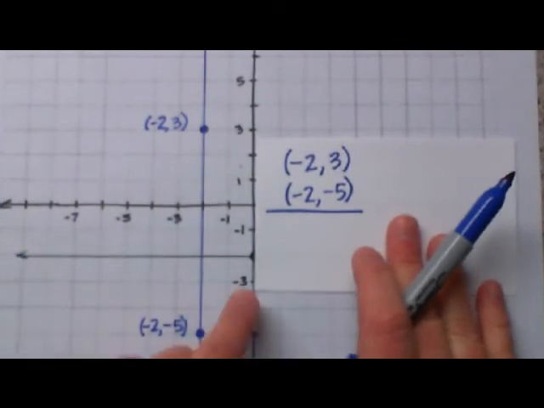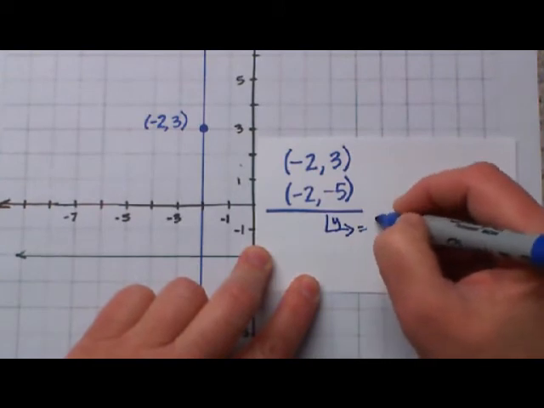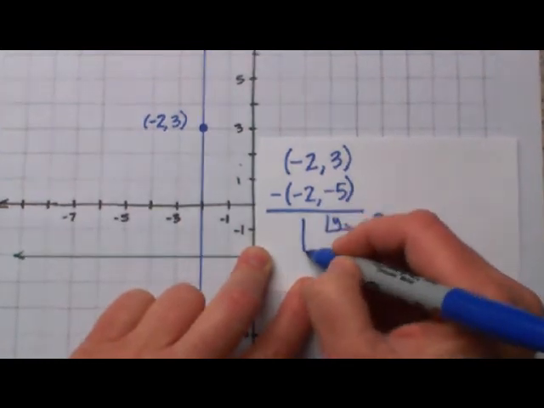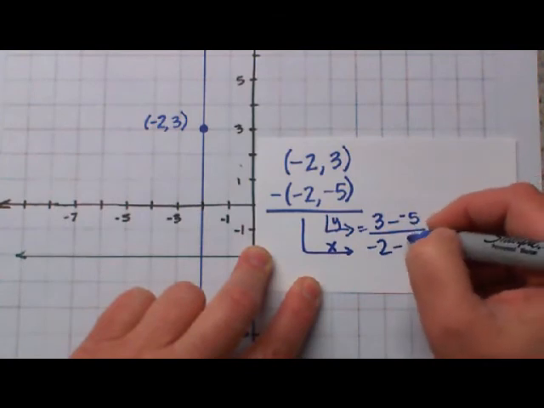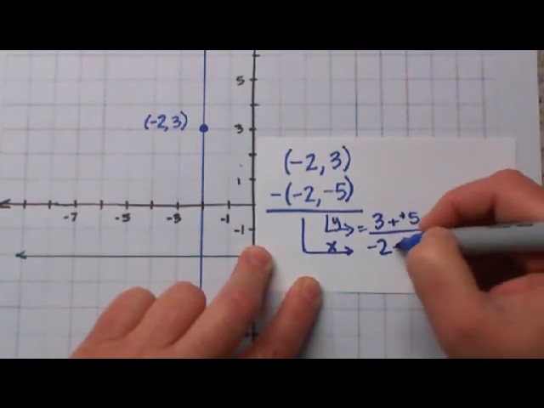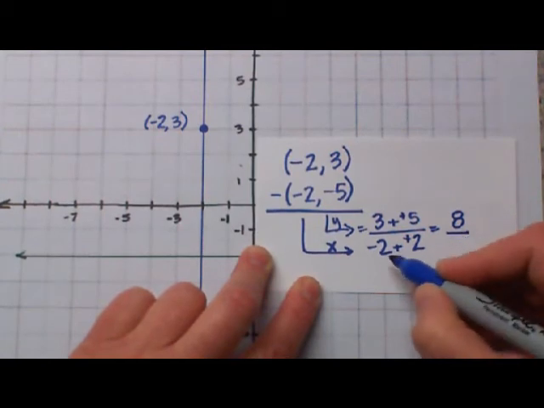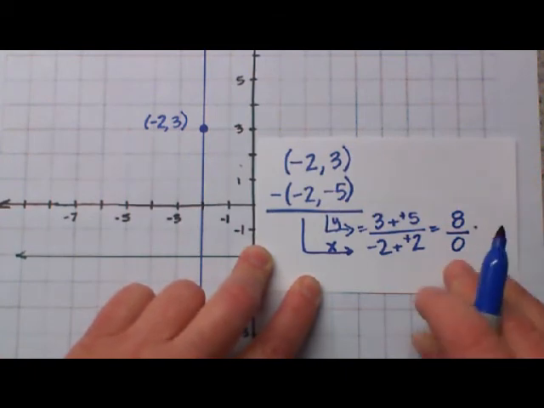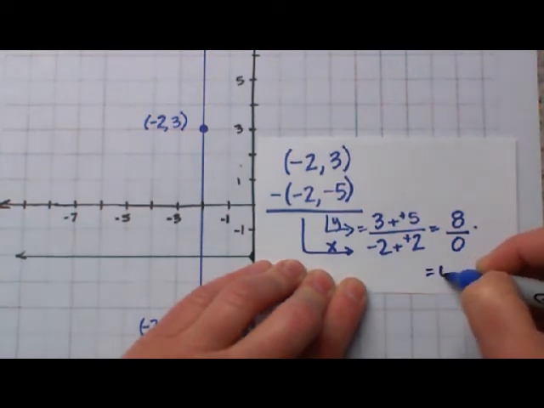Let me zoom in a little bit here. Okay. Let's calculate the slope. Change in y is equal to 3 minus -5. The change in x is equal to -2 minus a -2. This will be positive, this will be positive. So we're left with 8 over -2 plus 2. Well, that's 0, isn't it? So now I've got a number divided by 0. And I know you guys remember that that means that it's undefined.